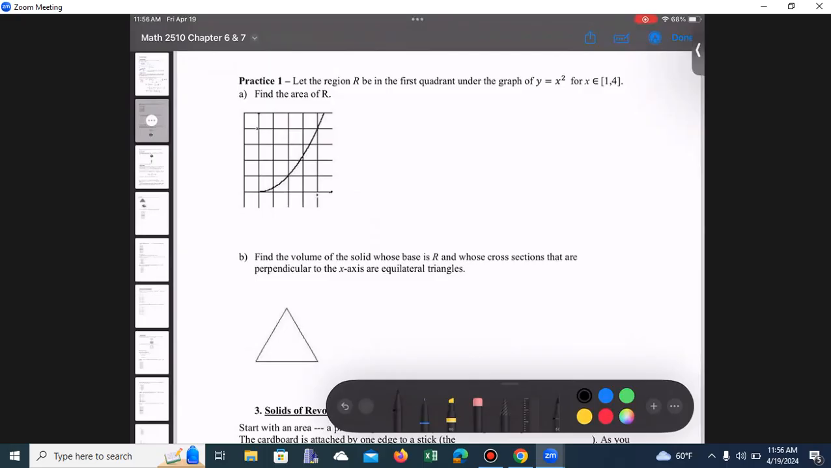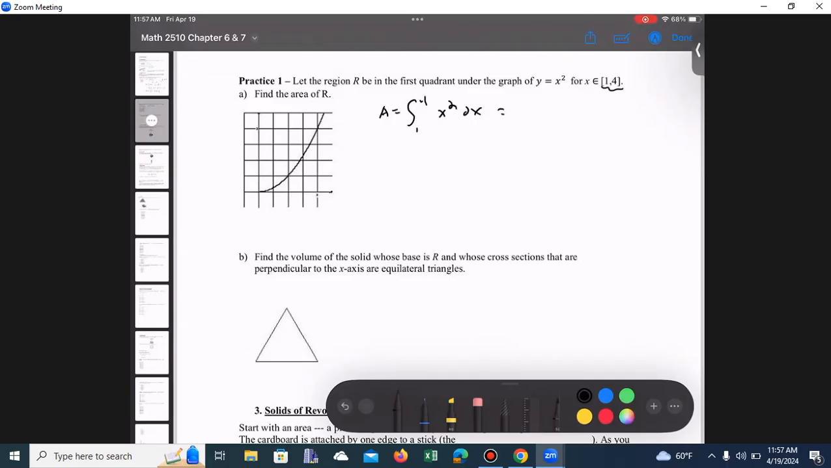All right, so in this next one, we'll have two different parts. The first part is we're just going to find the area, and we're going to find the area by integrating. So we have y equals x squared. The area is going to go from 1 to 4, since it tells us 1 to 4, of x squared dx.